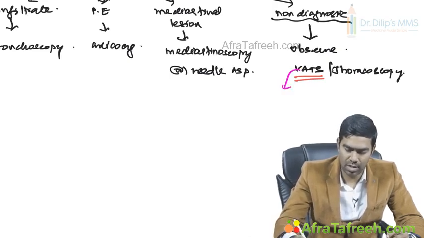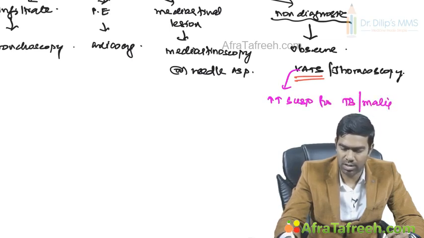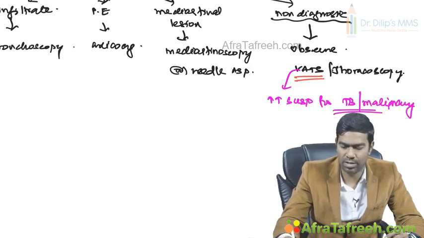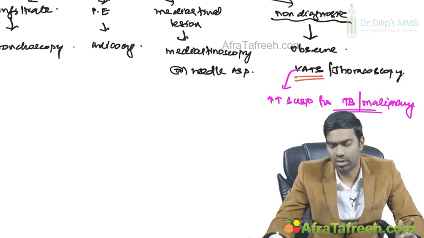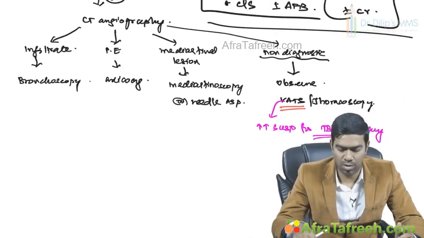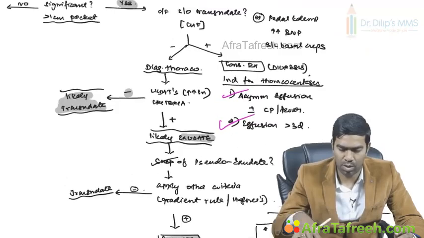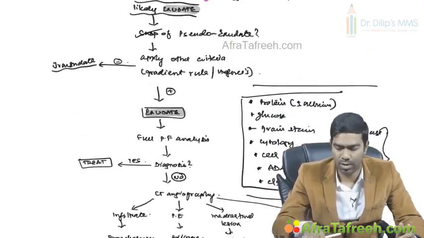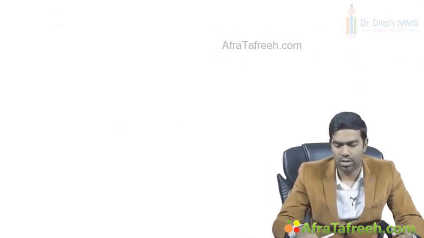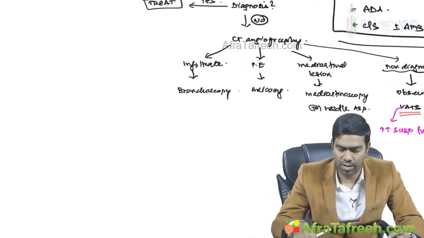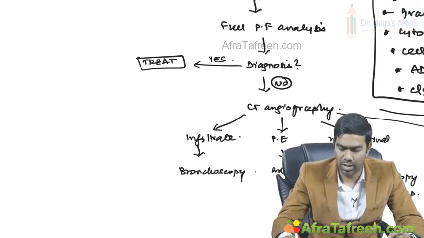Suppose VATS, when it is done, if you have a very high degree of suspicion, still for tuberculosis or a malignancy, in this condition, better to do a VATS. So these are some of the important algorithmic approach of how to manage a pleural effusion in an algorithmic way. Fine, clear?